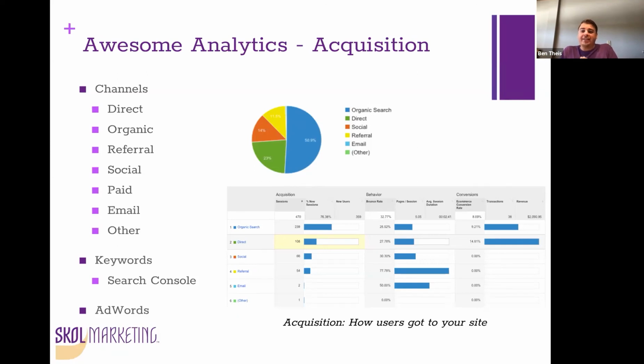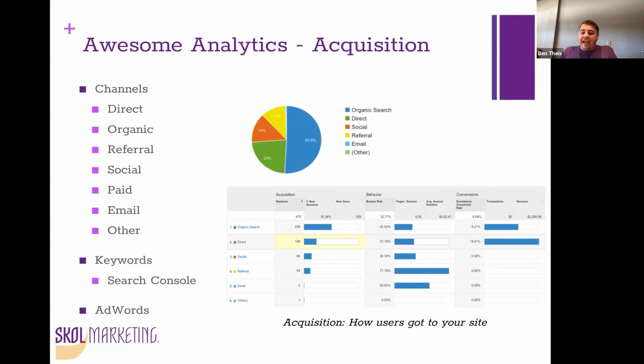Direct traffic means that they went to a browser bar and typed in www.skolmarketing.com, or they typed in a specific page. A lot of times what direct traffic tells us, which is nice, is that most likely these people knew about us, because they had a direct link or direct access point to our website by typing in skolmarketing.com or potentially bookmarking it. So that's where direct traffic is coming from.